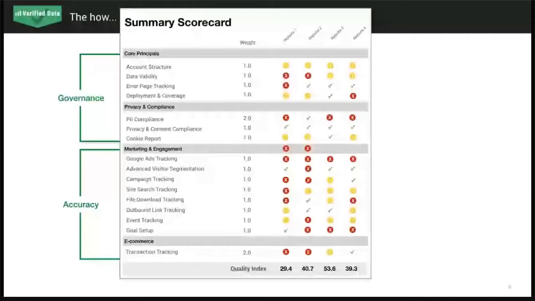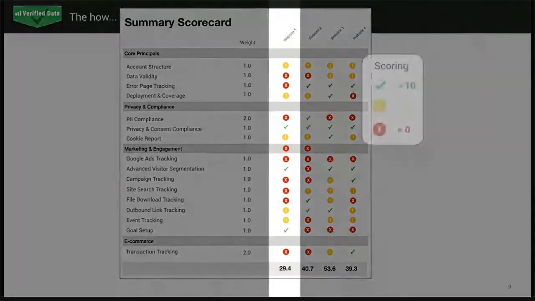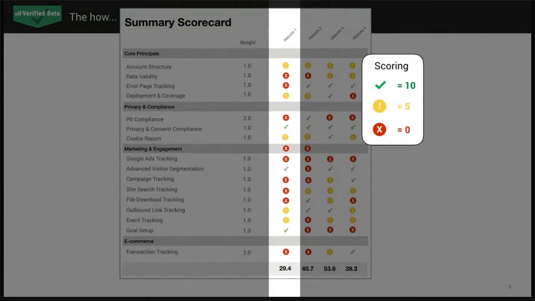And those sections there on the left are a summary. There's over 200 what we call unit tests going on. So we're doing a sort of decision tree logic on the data to see if data is present or missing or duplicated, the things that I said earlier. And they're all summarized here in this scorecard format. If you just focus on one of these, each one of these columns represents an audit.